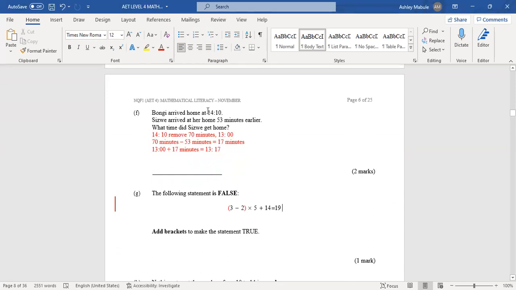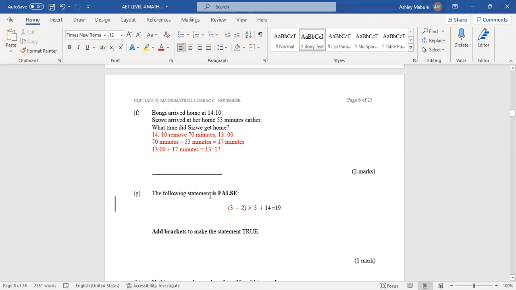And then Bongi arrives home at 10 past 2. Caesar arrived at her home 53 minutes earlier. What time did Caesar get there? Now, in order for you to do this, you must just work with the minutes. So what I did was I took 70 minutes from the time that Bongi arrived, and I was left with 1 o'clock. Then I said the 70 minutes minus the 53 minutes that Caesar arrived earlier, and I was left with 17. Then I added the 17 back to the 1, meaning that Caesar arrived at 13:17.